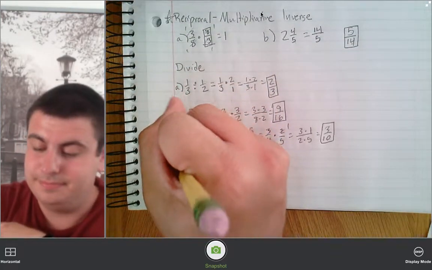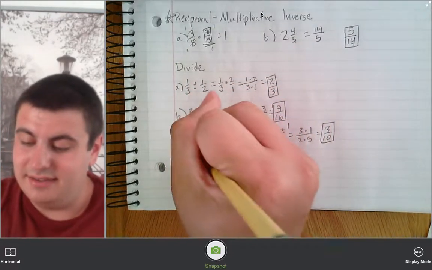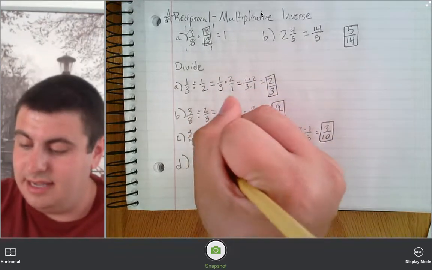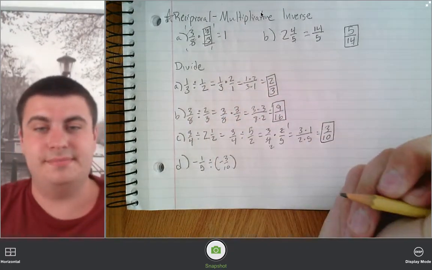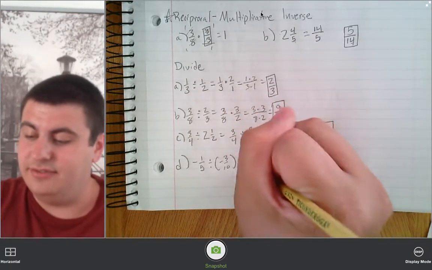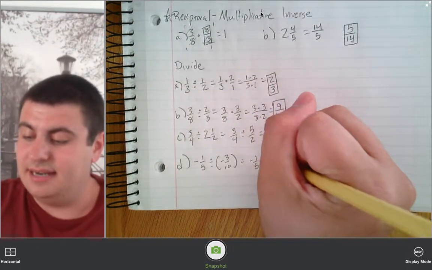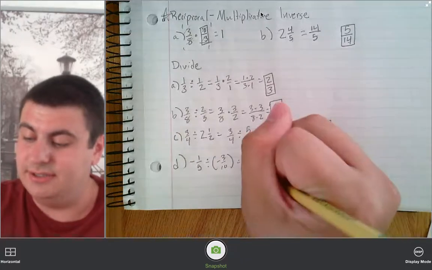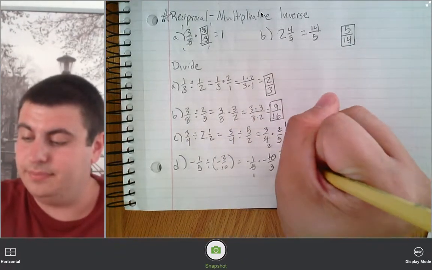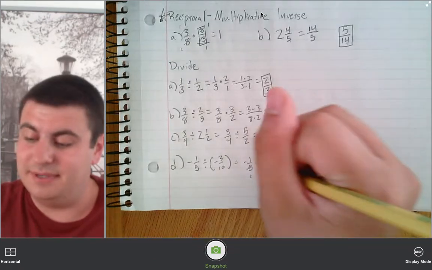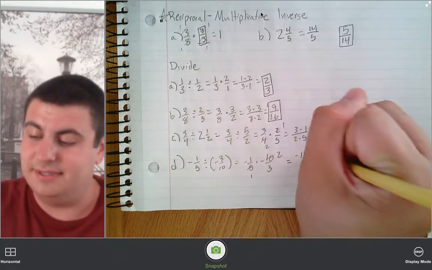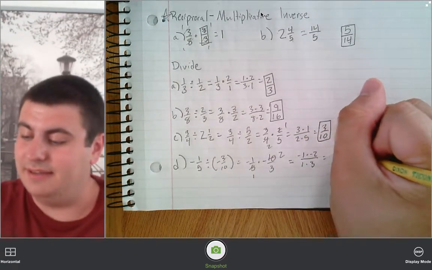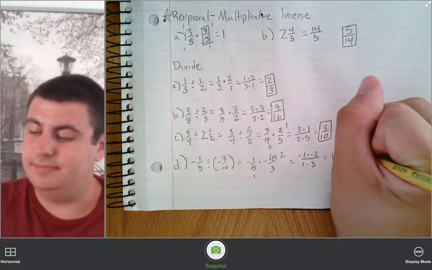Let's look at one more. Let's get some negatives. So we have negative 1/5 divided by negative 3/10. So we're going to take negative 1/5 times negative 10/3. I'm going to simplify this to 2, this to 1. I'm going to treat those negatives in the numerator, so negative 1 times negative 2 over 1 times 3, and we're going to be left with 2/3.